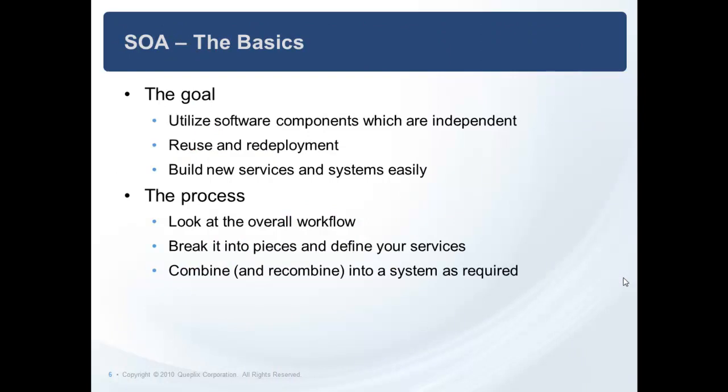The basics, of course, are to build out software components that are independent, reusable, and redeployable, and enable us to build out new systems and services very easily. The process is to start by looking at our workflows, to understand the pieces of business function that we want to achieve, and then to break it into modules that we see potential reuse for across new applications in the future. They should be combinable and recombinable into systems as required. This was the basic promise offered by object-oriented programming, and now at the business level, we want to accomplish the same goals.